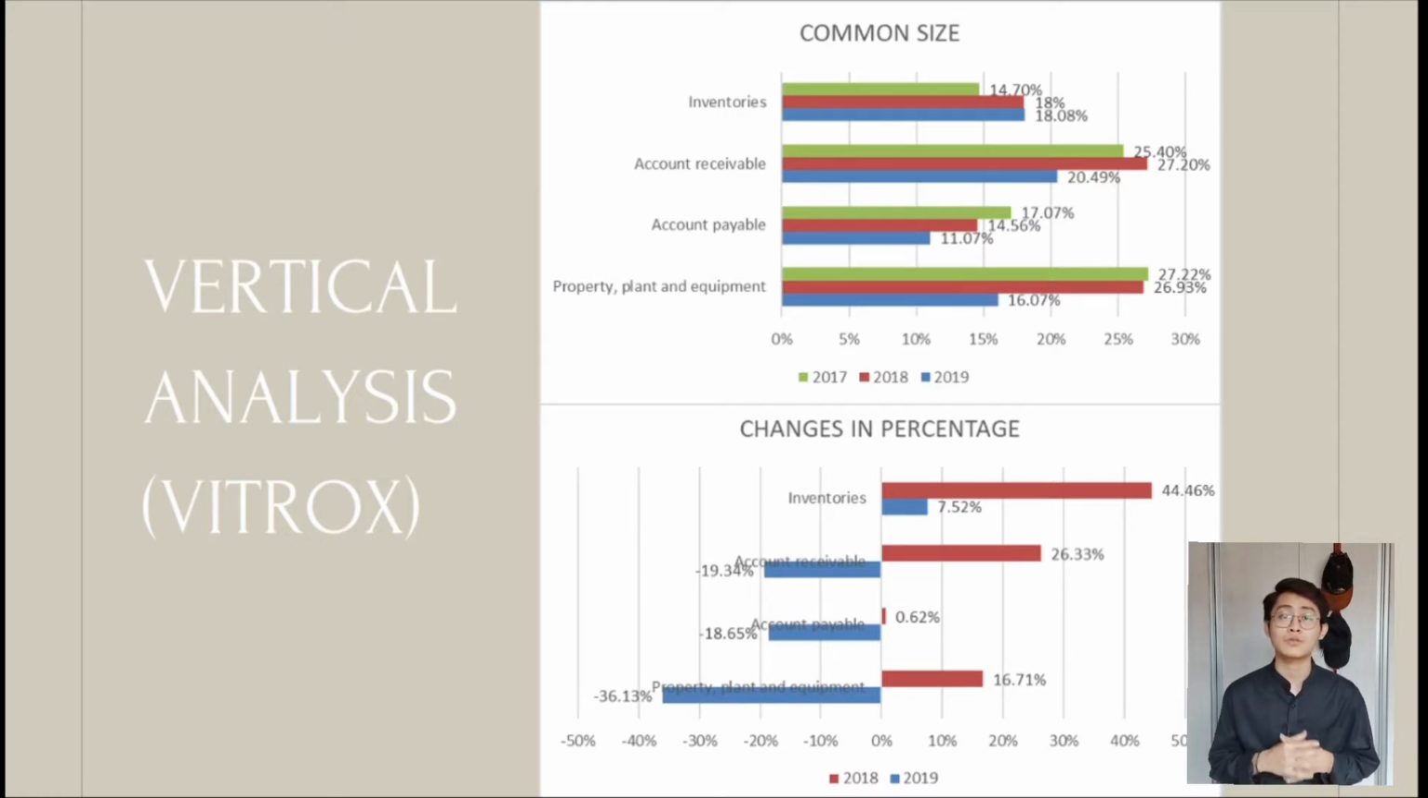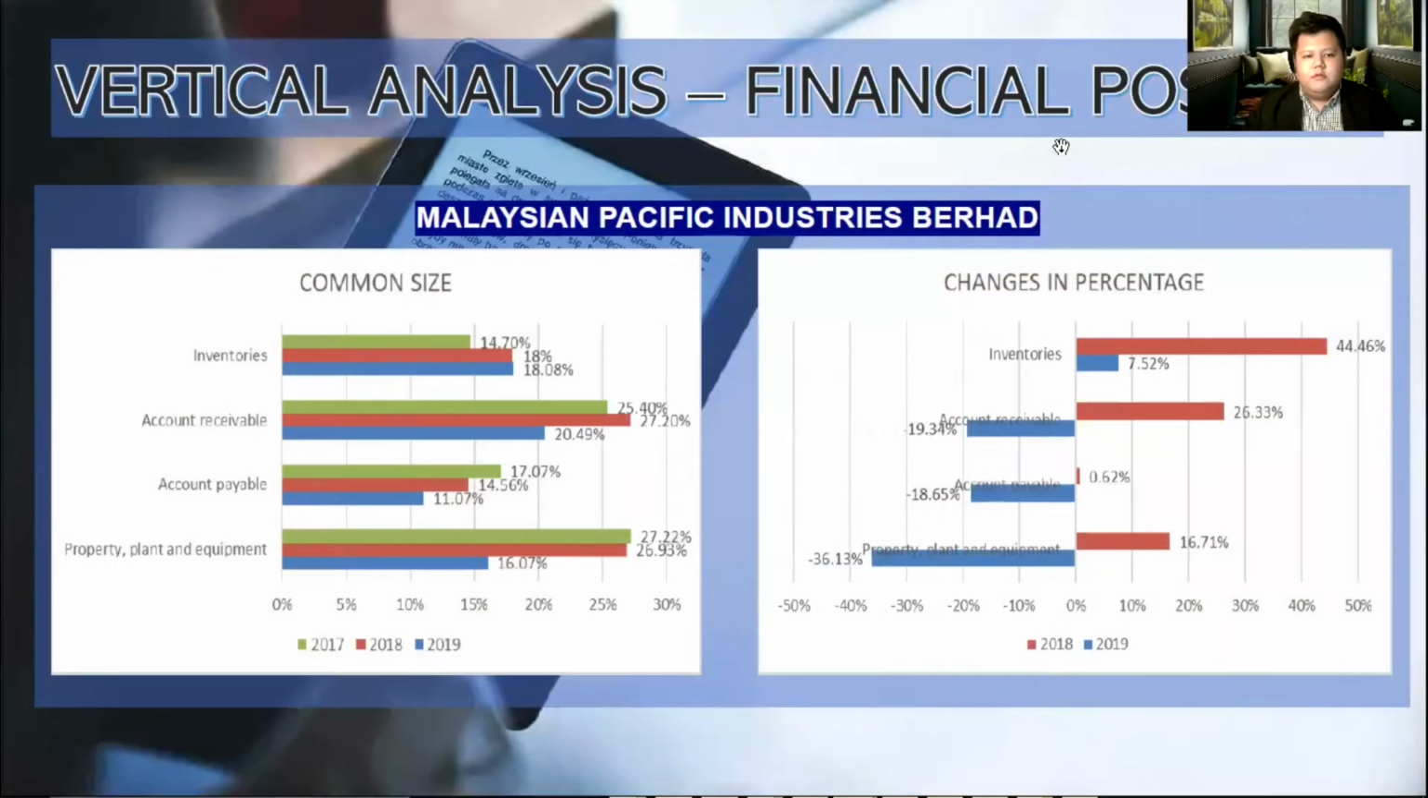Lastly, inventories. As we can see on the chart, for the 3 consecutive years, it shows that the percentage of common size for each year rose from 2017 to 2018 from 14.70% to 18%, and same goes to year 2019 with 18.8%. The effect on the company is they can avoid the possibility of losing market share and profit from future sales, as the changes in percentage shows that in 2018 with 44.46% and increased again by 7.52% in 2019.